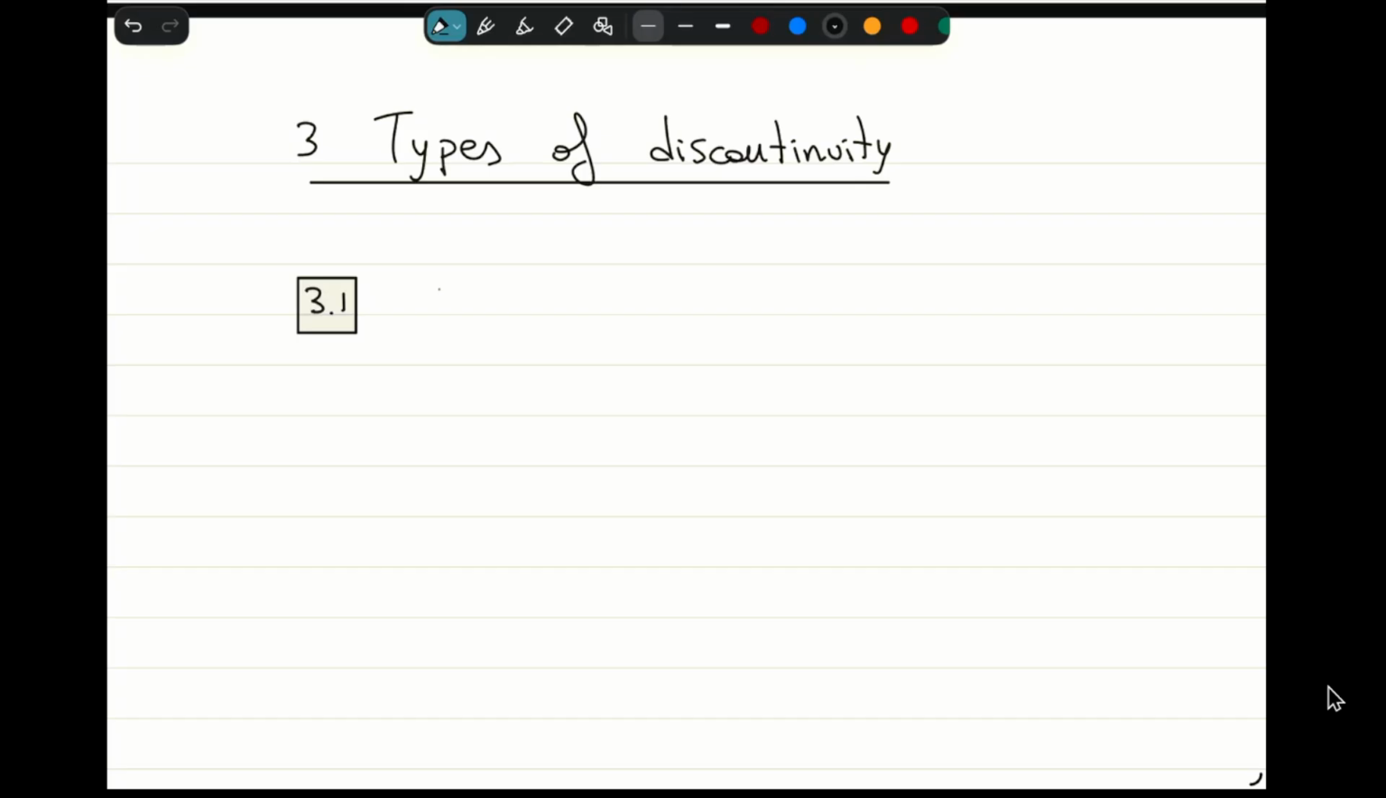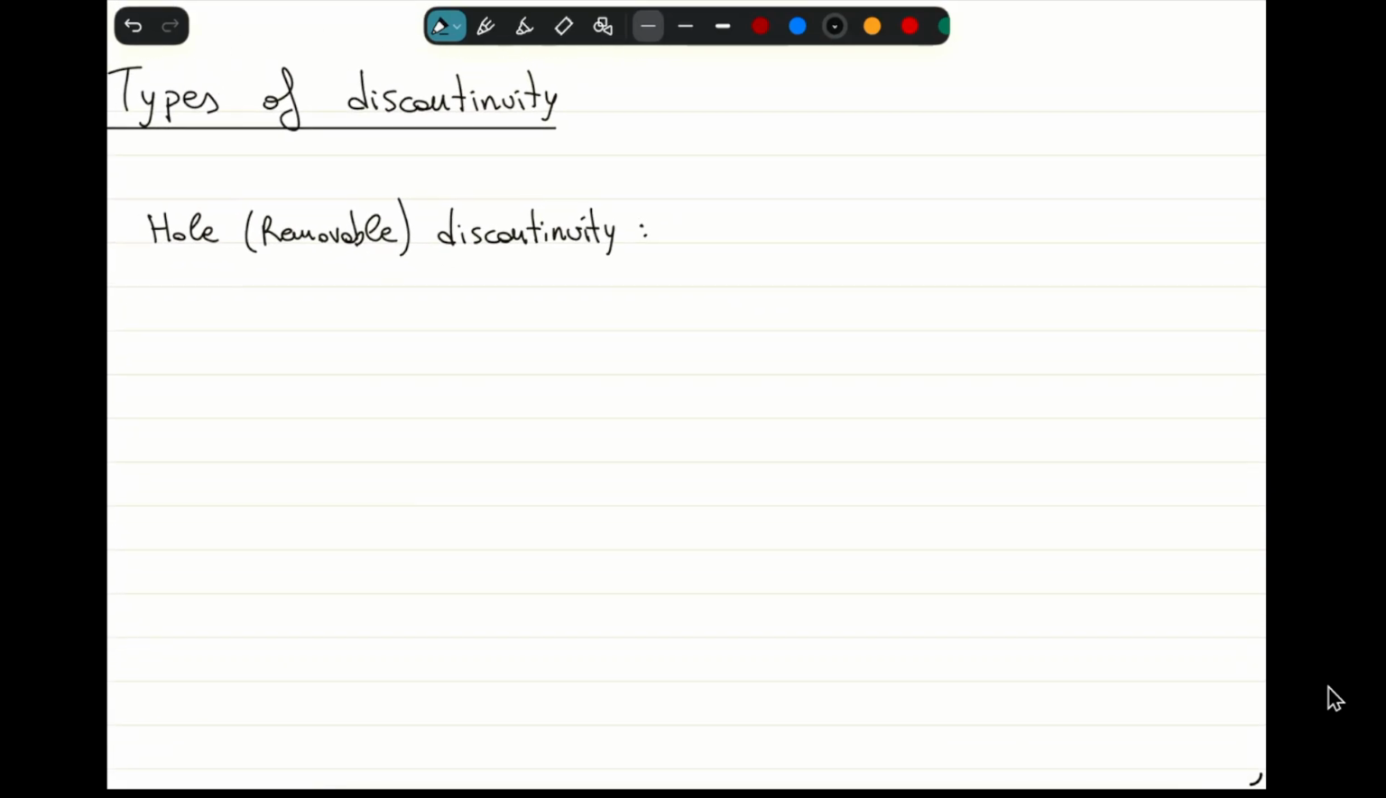Now, the first one I'm going to introduce to you is the hole, or removable discontinuity. Okay, so the hole discontinuity is really something we have seen in, it might have been the second video of the series, I am not sure. Anyways, let's define this function.